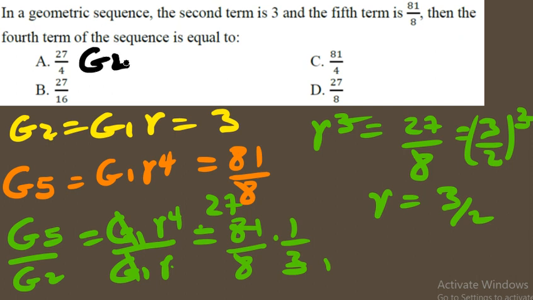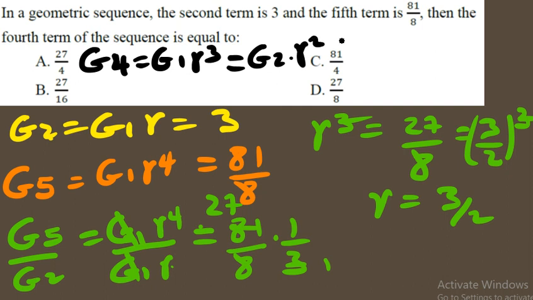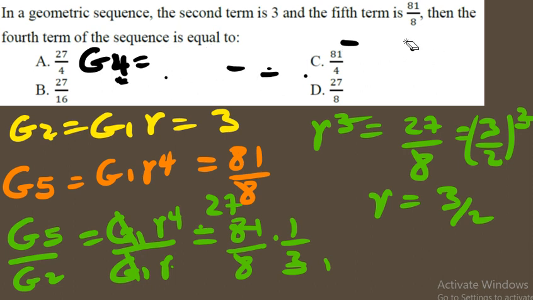G4 means G1 times R cube, which we don't know, or we can say G2 times R square, or it is the same as G3 times R. As you see, the exponent of R decreases. For G4: G1 times R cube, or G2 times R square, or G3 times R. So which one is preferable here? We have G2 already, and R also we have. So the second formula is preferable. Let us apply the second one.